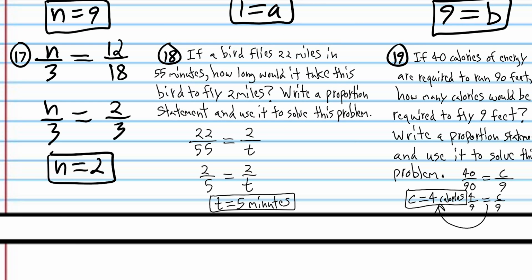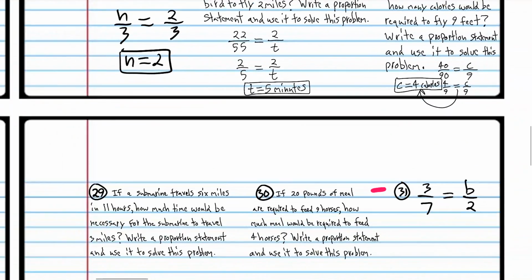But just keep in mind that the unit rate you would have to write either as 2/5, or if you change it to a decimal, it would be 0.8. And that would give you the number of miles that the bird flies in 1 minute. So the bird would fly 0.8 miles in 1 minute. And then you would have to use that number to figure out how long it would take to fly 2 miles. Again, we did that in the previous class. But in this class, we're learning how to solve these problems using proportions.